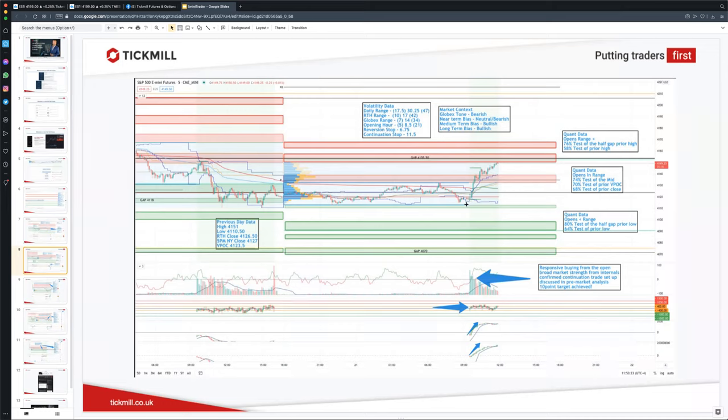If we didn't get a test of the Globex lows and we saw responsive buying, as highlighted by the volume here, and we were getting positive internals straight out of the open, the trade for me was to play what I call a continuation or a momentum trade through the primary resistance zone. And in that instance, we got a move that achieved the 10-point target, because once we enter that trade, we're immediately looking to target the next resistance zone.